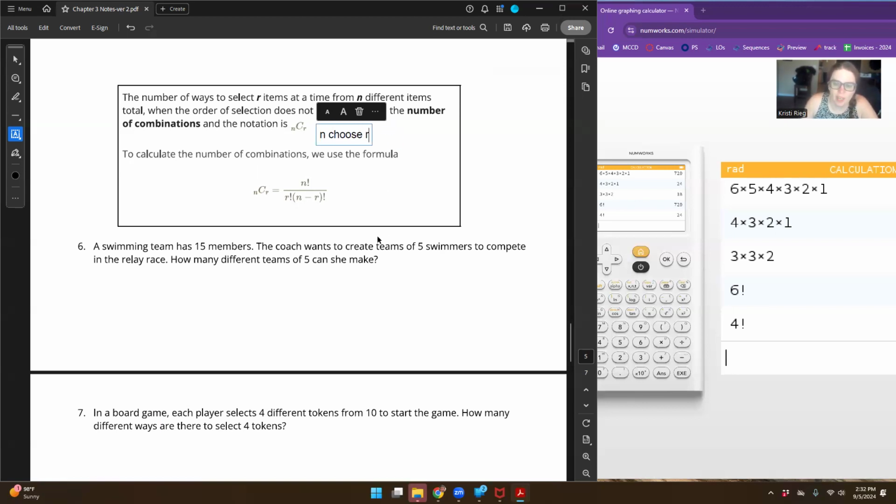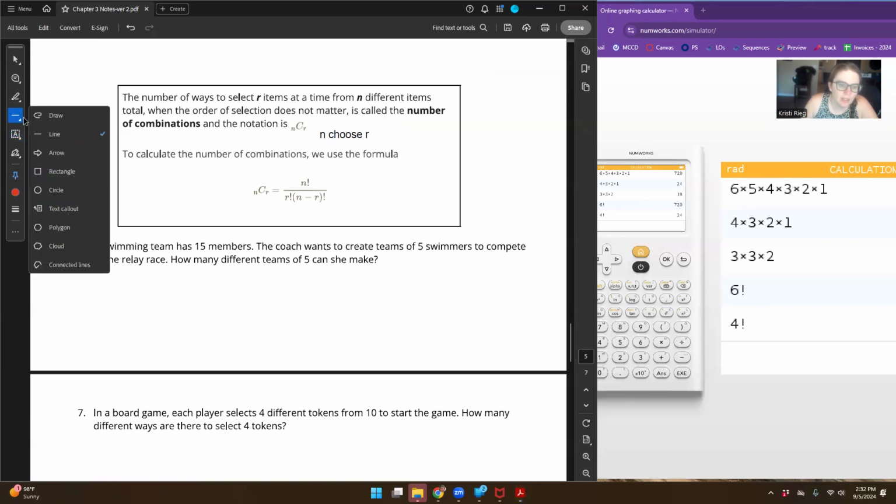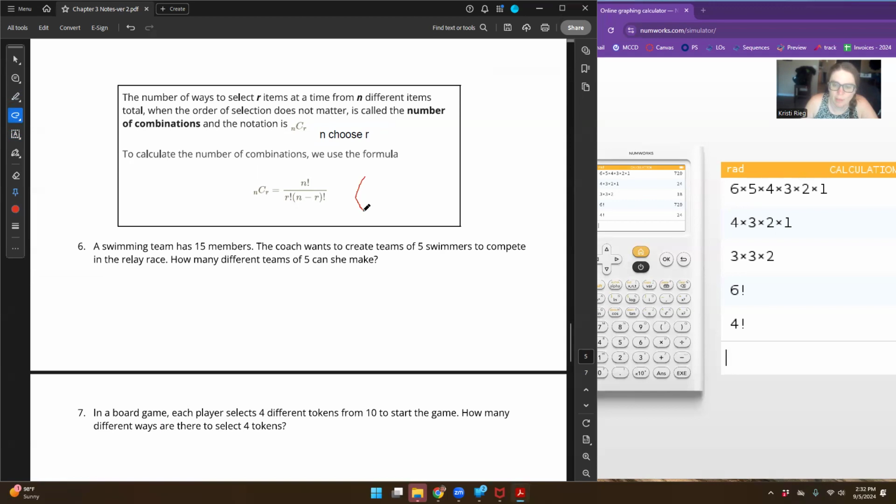Another way to write this is with giant parentheses, with an n on top and an r on the bottom. It almost looks like a fraction, but it's not. It's just n choose r. I'll show you when it comes up on the calculator, it'll look a little better. What this means is we have n items total, and we want to choose r of them.